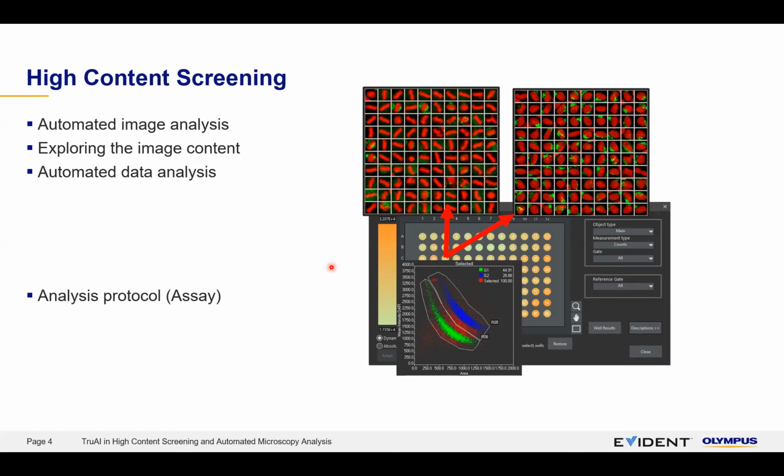And we need some tool to explore the image content, to really get a hook on the biologically interesting features. And we need some kind of automated data analysis, so we get the final results from the analyzed images. So in the end, what we need is some kind of analysis protocol which describes the whole way from the raw images to the final results. And within the Olympus ScanR software, we call this an assay. So an assay is the analysis protocol. I will need that later.